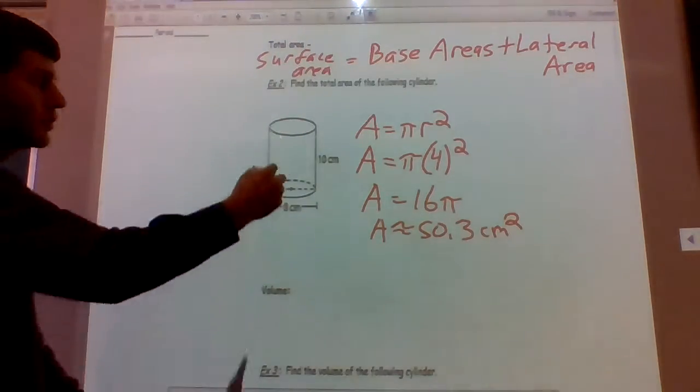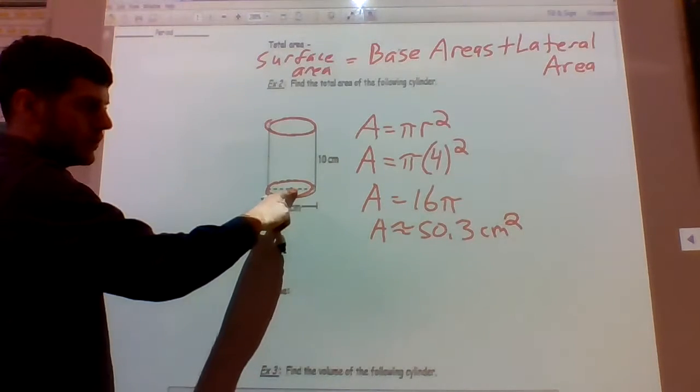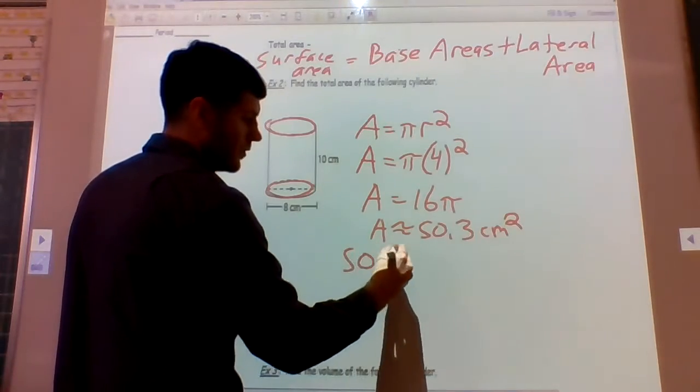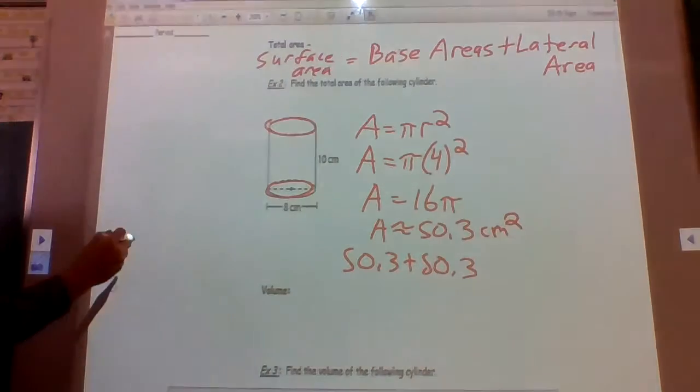Again, there are two circles, one at the top, one at the bottom. The area of the bottom is 50.3, and the area of the one at the top is 50.3, so we have two of them. Now we've got to find the lateral area.